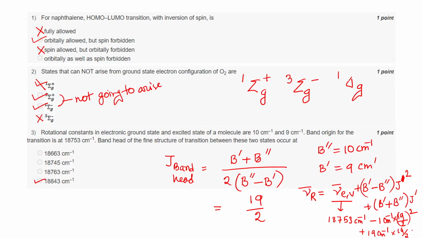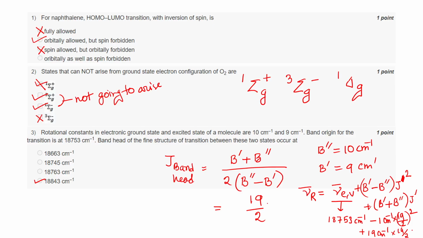Let us see. 18,753 minus 19 into 19 by 4, plus 19 into 19 divided by 2. That is 18,843.25, which is close to this last one. So this is correct, the fourth one.